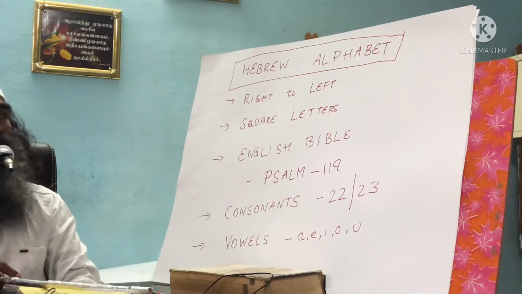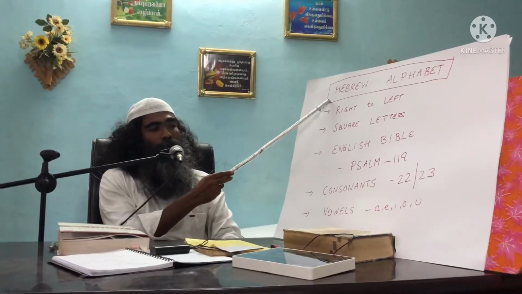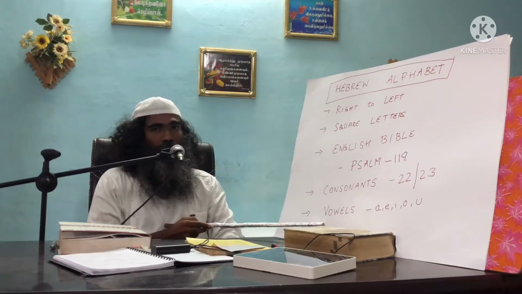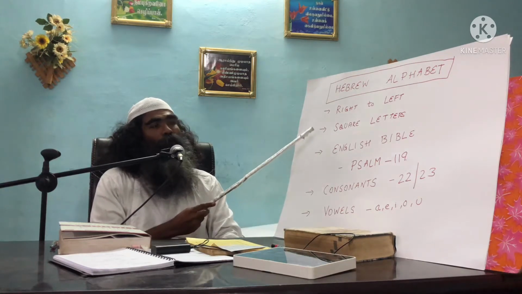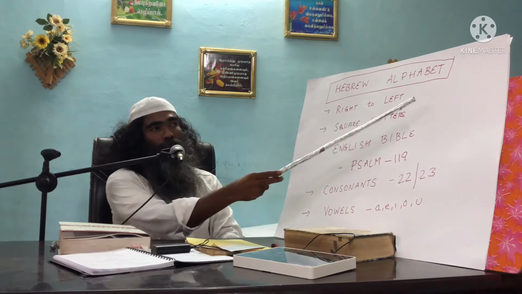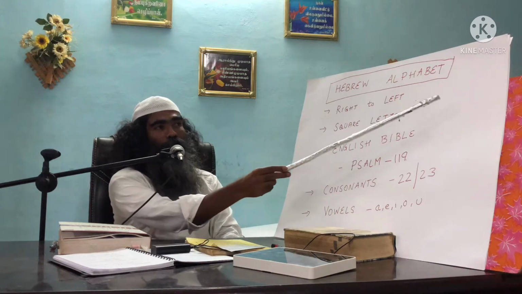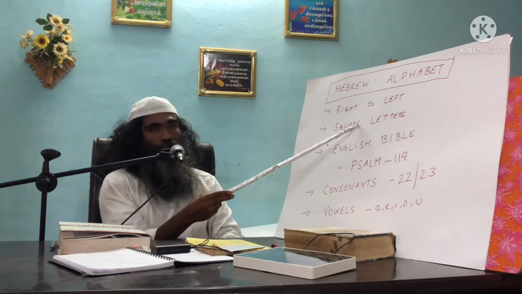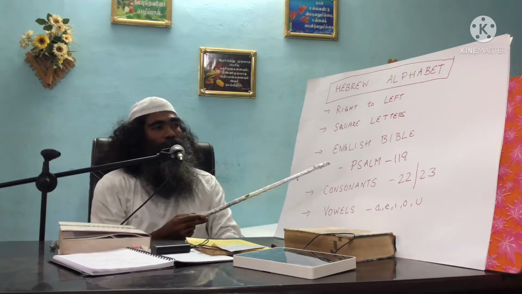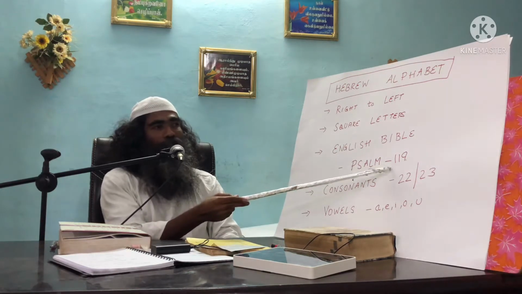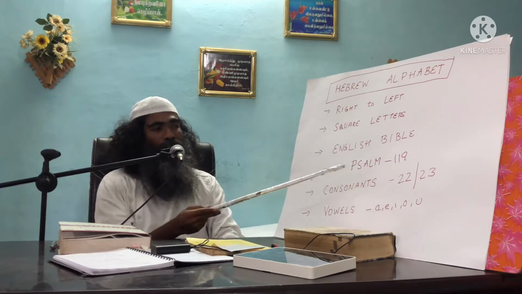Today we are going to study the second part of the Hebrew alphabet, that is the vowels. Just a light recap. The Hebrew alphabet is written from right to left. This is very basic, you have to understand. They are square letters. Psalm 119 has all the letters of the Hebrew alphabet written in it.